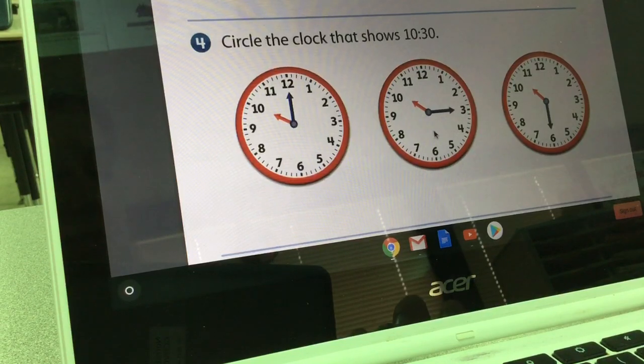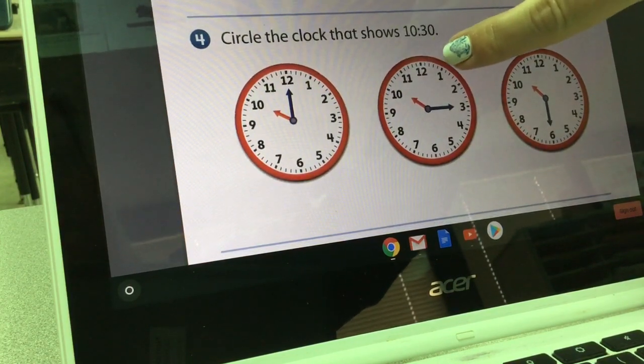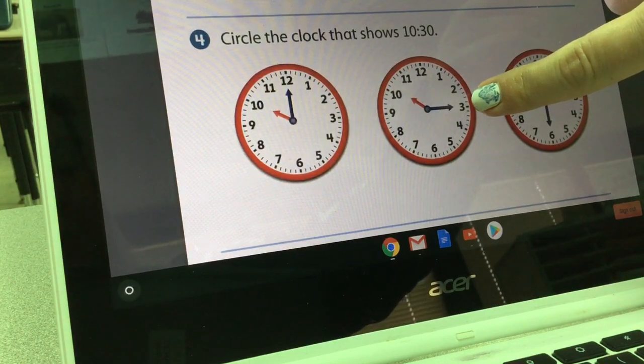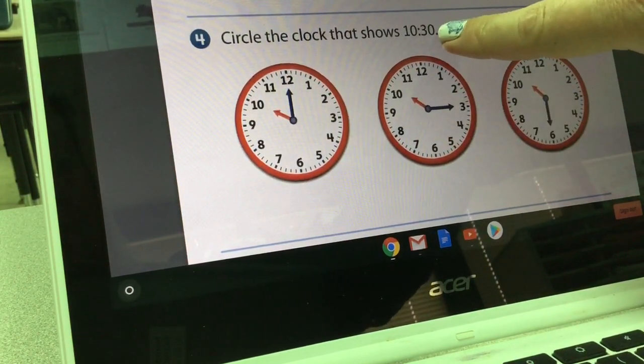Ooh, here's a tricky one. The hour hand is a little bit past the 10, but not yet at the 11. Are we going to say 10 something or 11 something? We're going to say 10 something. Remember, when we count by 5s going around the clock, we can tell what our minute hand is showing us. We start at the 12, 5, 10, 15. It's 15 minutes past 10 o'clock or 10:15. Is that the time we're looking for?